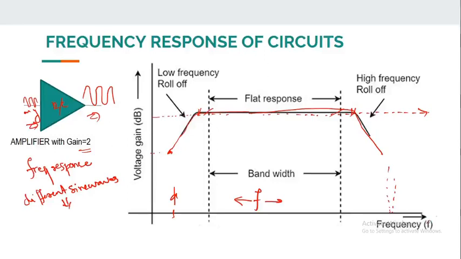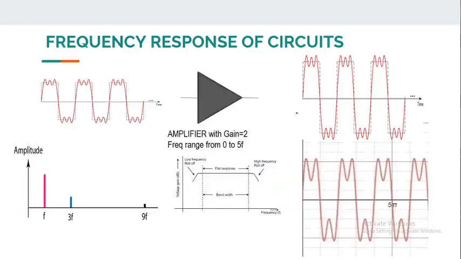All will have a frequency response, or it will respond to only a certain range of frequency, and that range is very important. That is given by frequency response. Now the same amplifier we told of earlier, and the signal we have illustrated earlier, its frequency response is like this. Now this signal is applied to an amplifier whose gain is equal to 2 and whose frequency range is from 0 to 5f, or it is limited to 5f. Okay, let us consider a case.